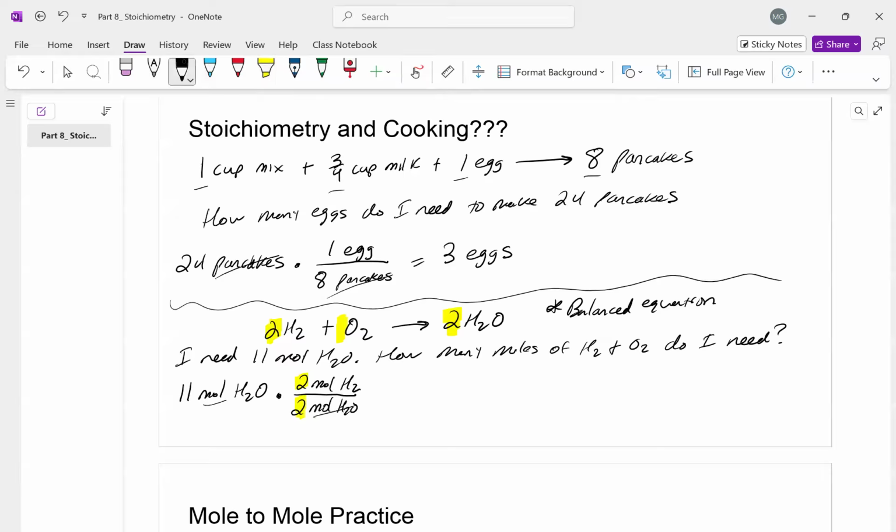So moles of water cancel out. If you wanted to, you could cancel out the 2 and the 2, but that comes out to 11 moles of hydrogen needed.